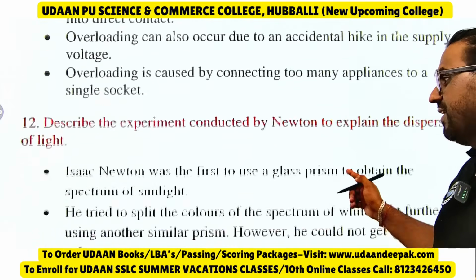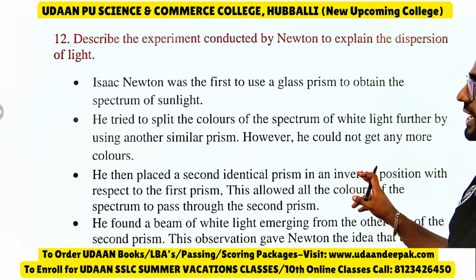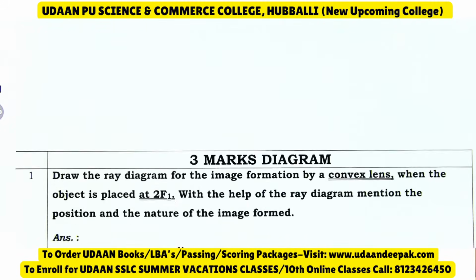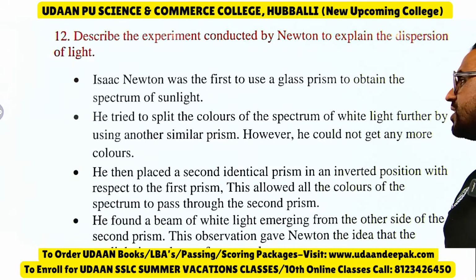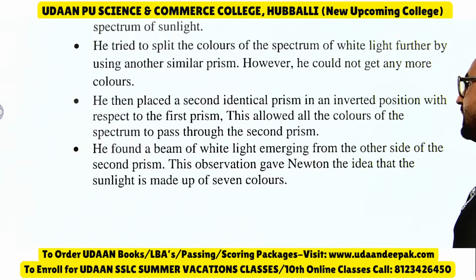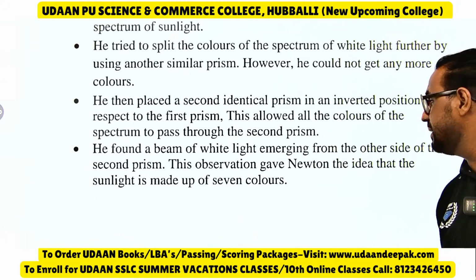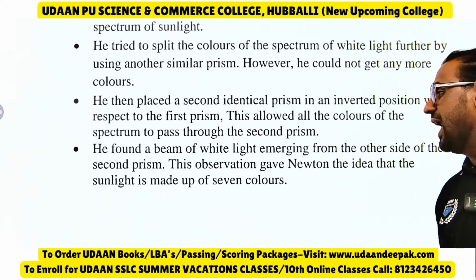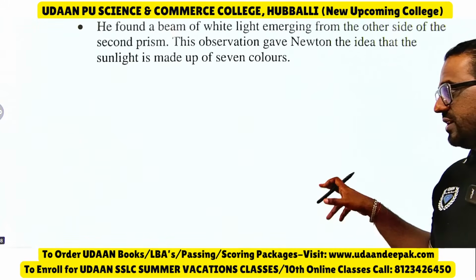Next, describe an experiment conducted by Newton to explain dispersion of light. You know this, to explain dispersion of light, this diagram you should know. He took 2 glass prisms. He tried to split the colors of the spectrum of white light further by using another similar prism. However, he could not get any more. He then placed a second identical prism in an inverted position with respect to the first prism. This allowed all the colors of the spectrum to pass through the second. He found a beam of white light emerging from the other side of the second prism, and this observation gave Newton the idea that sunlight is made up of 7 colors. Okay, this experiment you should know.